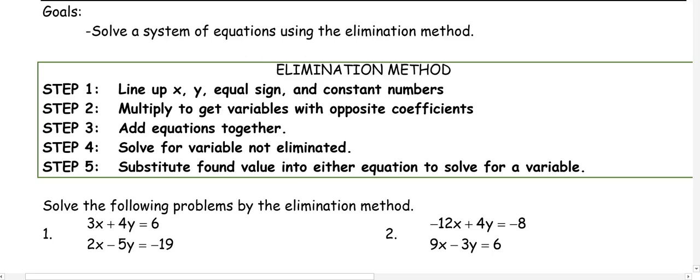This video is about solving an equation using the elimination method. So remember, the steps for the elimination method are first to line up the x, y, equal sign, and constant number. Then we multiply the variables to get opposite coefficients. So an opposite coefficient would be something like 5 and -5.